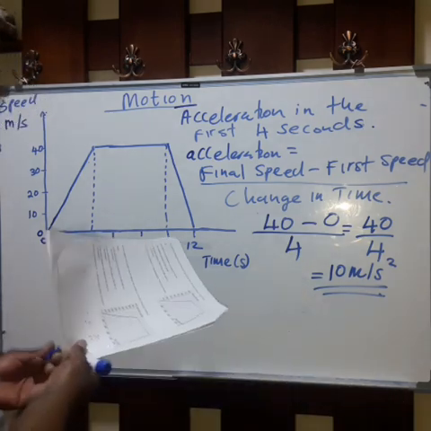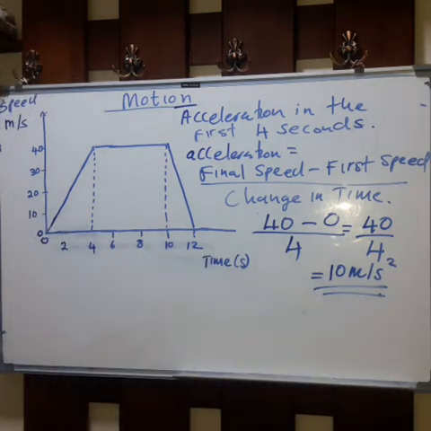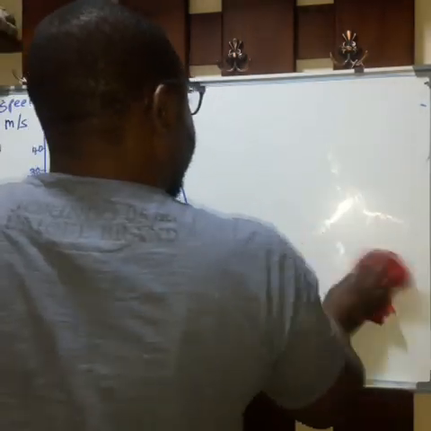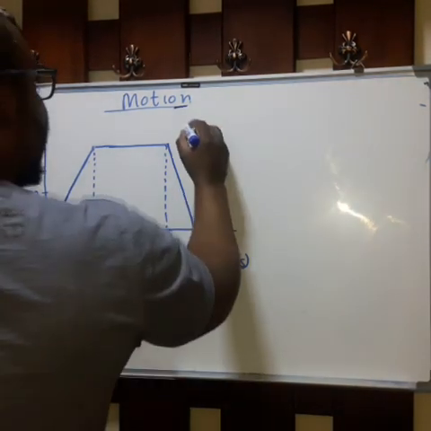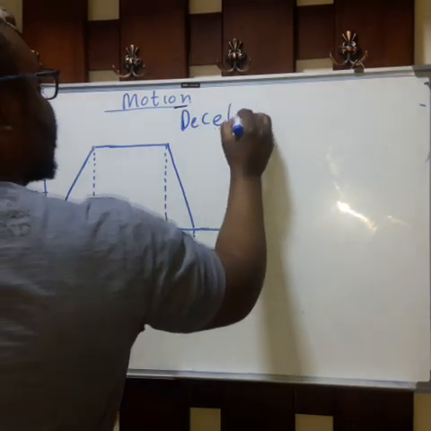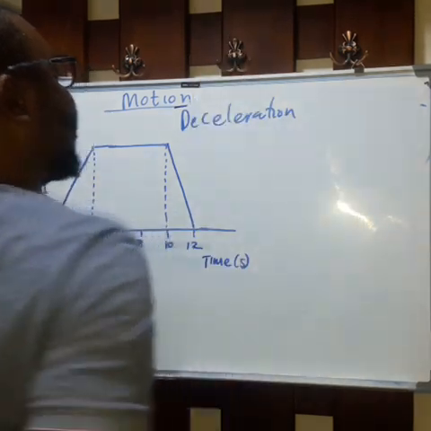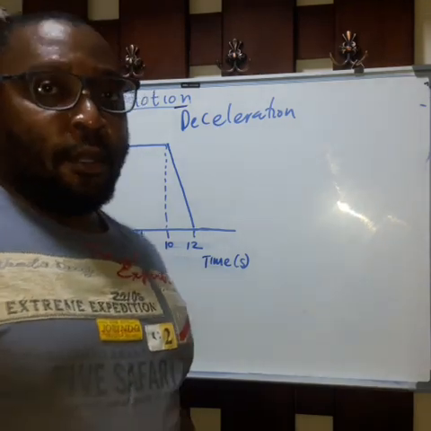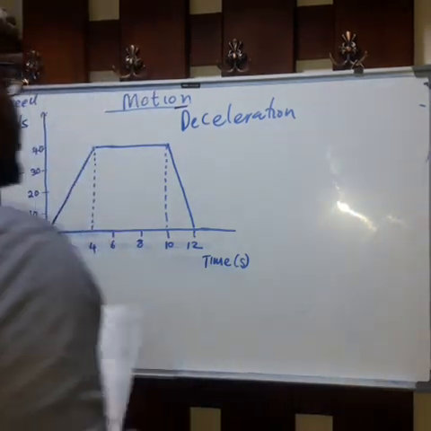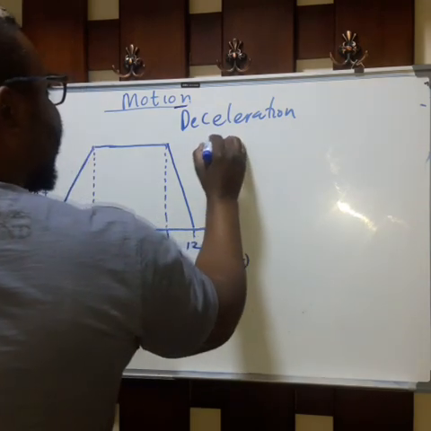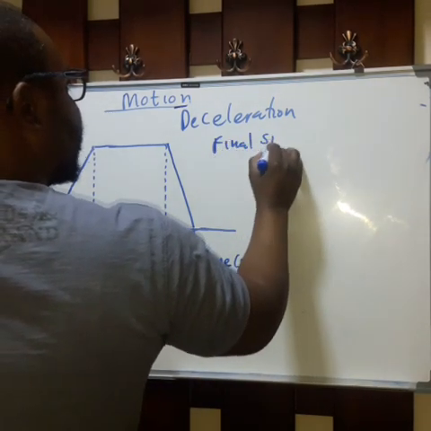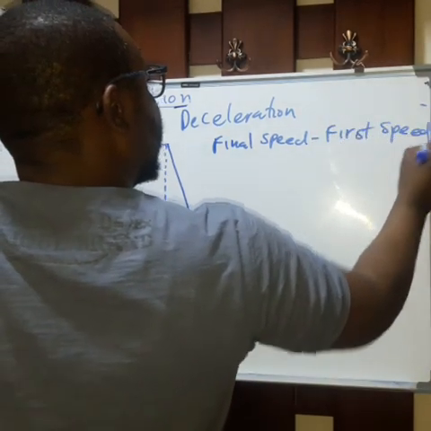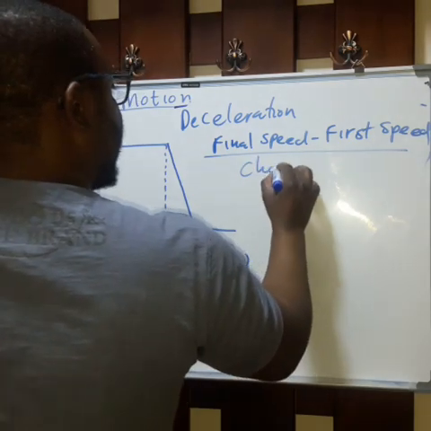Let us now move on to the second question. The second question, they want us to calculate deceleration. And you know what deceleration is? It is the opposite of acceleration. It is a reduction in speed with time. So deceleration, the formula is the same. It's final speed minus first speed over change in time.